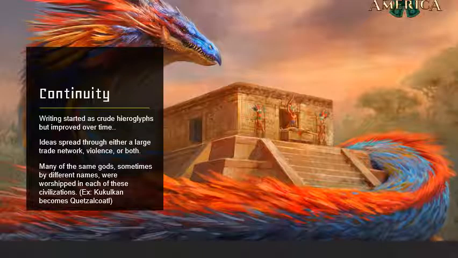So going back to kind of look at all of those elements of continuity that we've talked about to kind of sum all of that stuff up, right? Elements of continuity, we've got writing that started out as crude hieroglyphs, but ends up improving over time. You've got ideas that are spread either through a large trade network, violence, or maybe both. So you've got that change and that growth. And the big thing, though, you've got these gods. Many of the same gods, sometimes by different names, are worshipped in each of these civilizations, like Kukulkan becoming Quetzalcoatl.